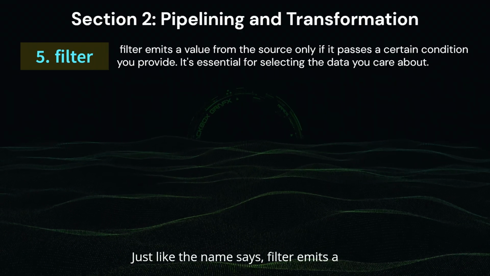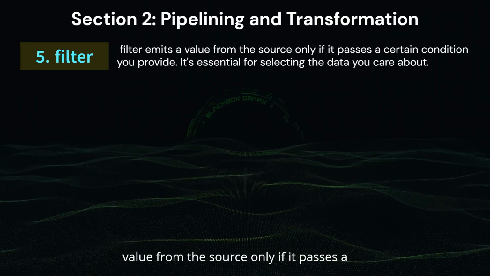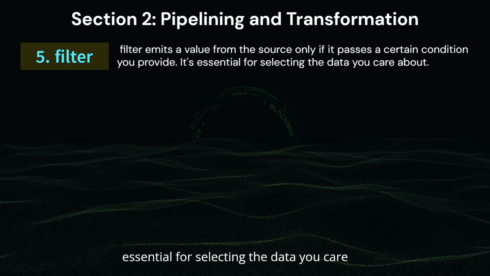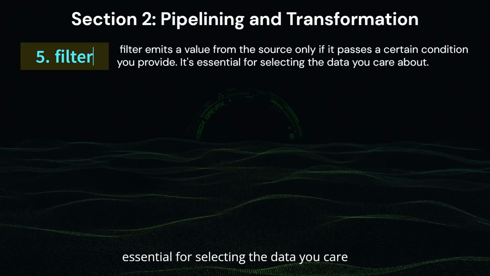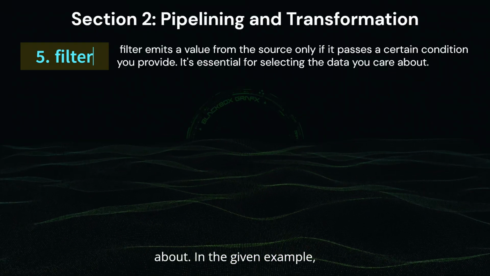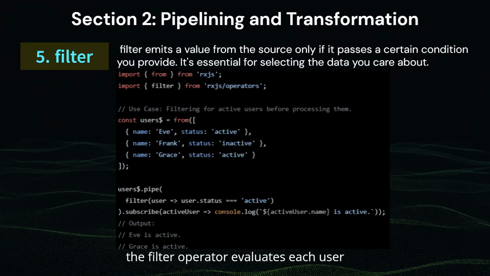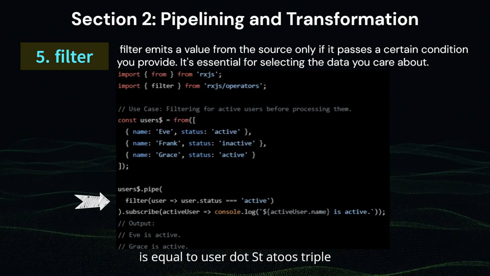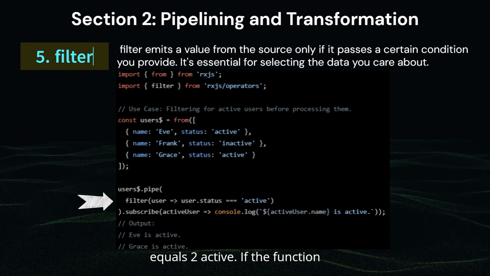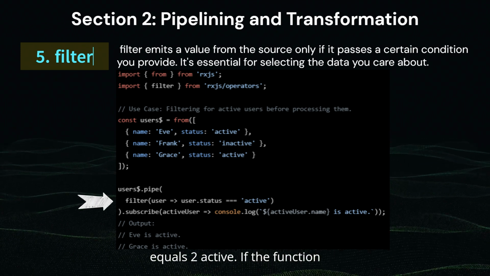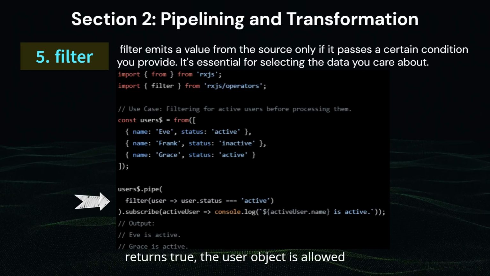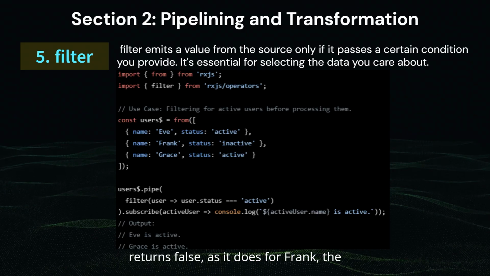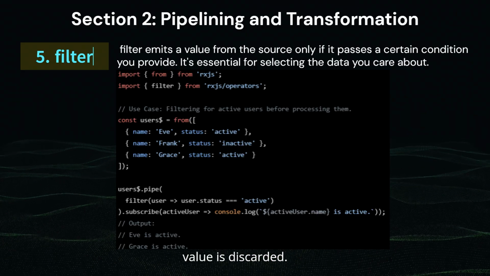Just like the name says, filter emits a value from the source only if it passes a certain condition you provide. It's essential for selecting the data you care about. In the given example, the filter operator evaluates each user object with the provided function user => user.status === 'active'. If the function returns true, the user object is allowed to pass through the pipe. If it returns false, as it does for Frank, the value is discarded.